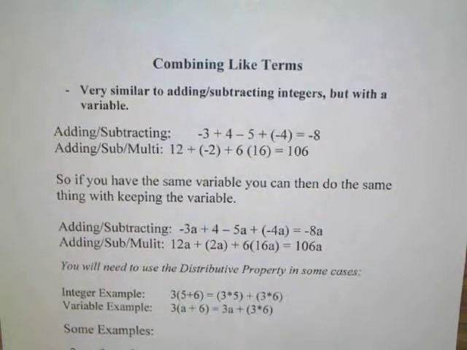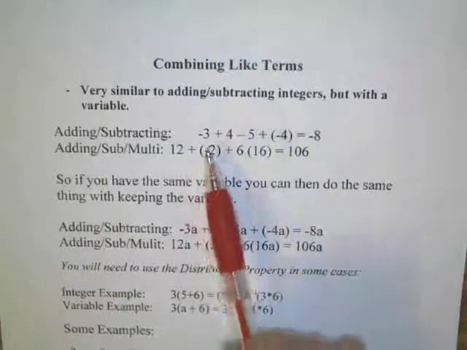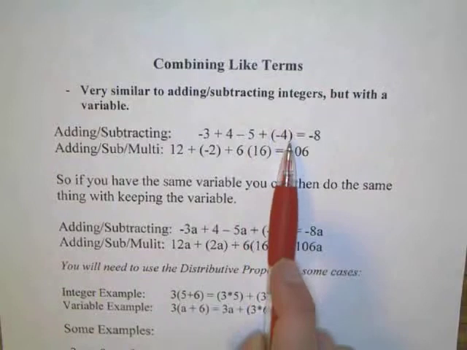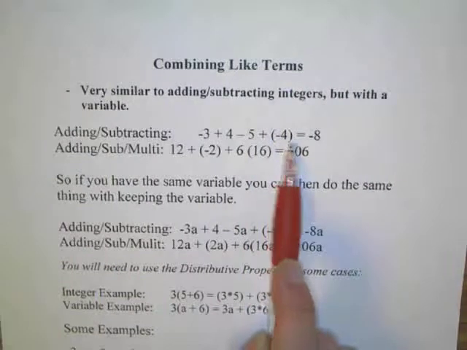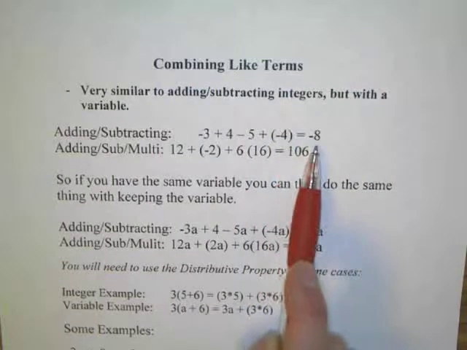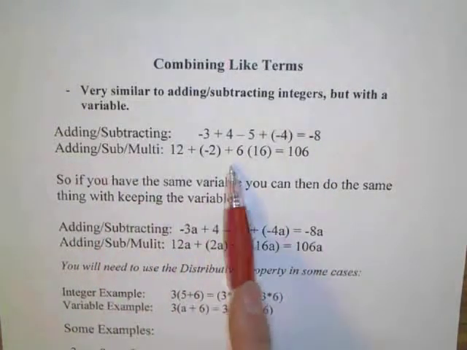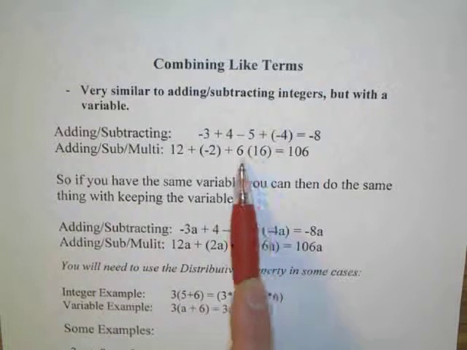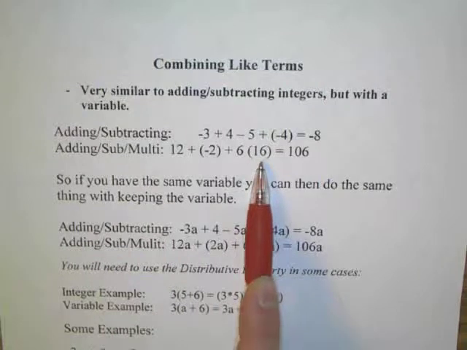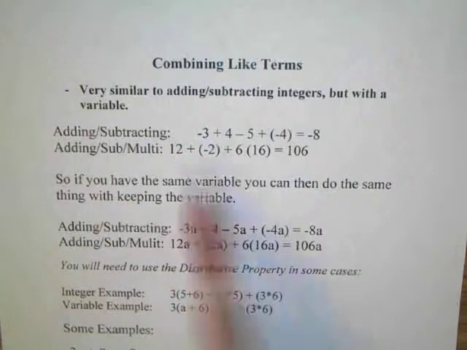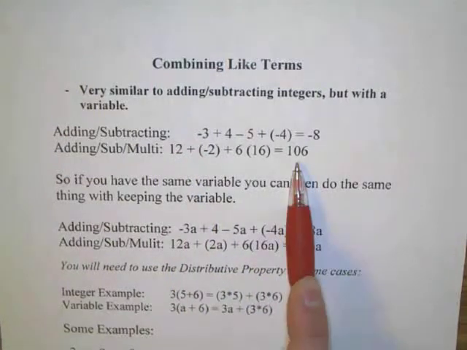So when we do adding and subtracting of integers, like -3 plus 4 minus 5 plus a -4, we can do that in our calculator or in our heads, and we get a -8. If we do adding, subtracting, and multiplying together, remember that we always do our multiplication first, so 6 times 16, and then we add that to a -2 plus a 12, which will give us 106.